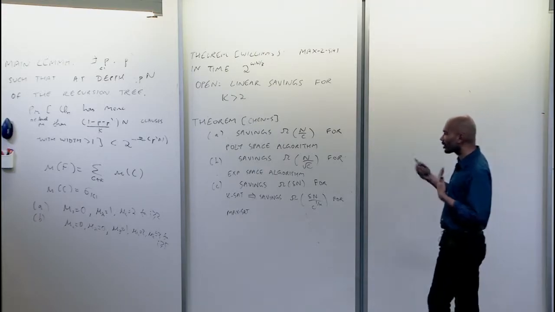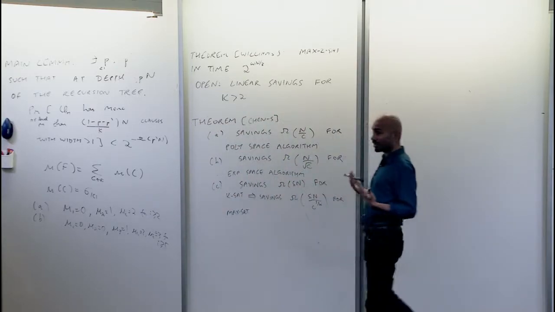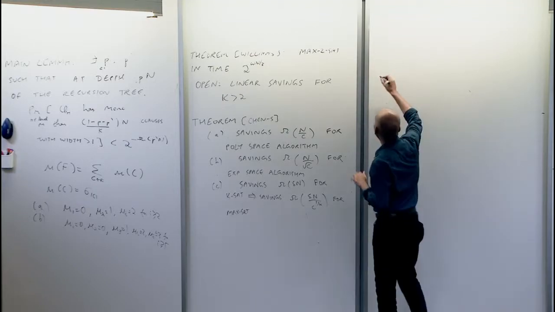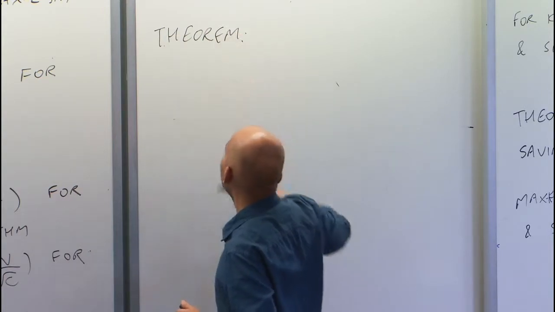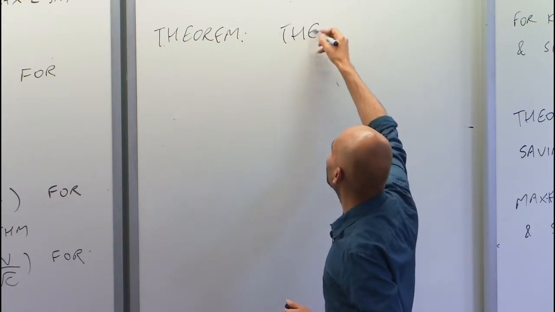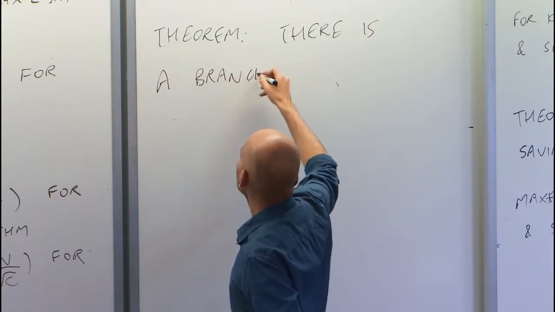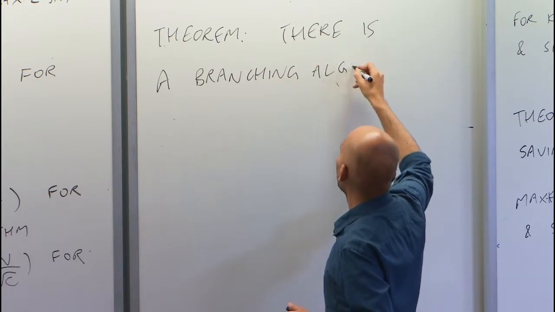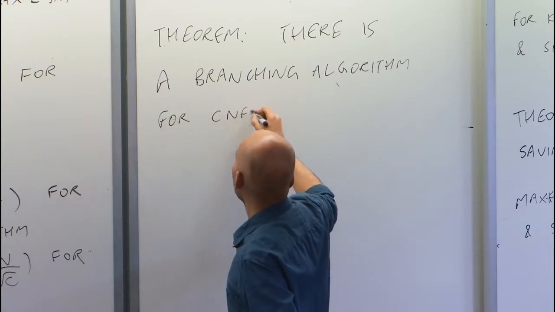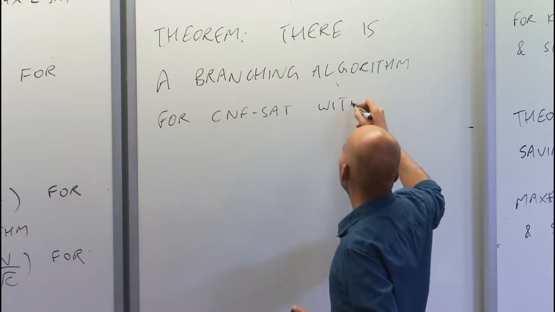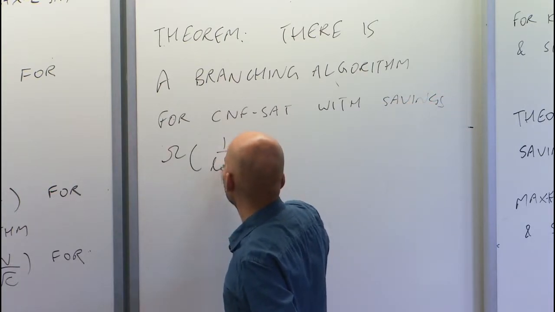Yeah, maybe I'll just mention one more thing, that this measure-based approach actually gives us something interesting for CNF sat as well. So this is not in the paper, but it can easily be shown using the techniques in the paper. There's a branching algorithm for CNF sat with savings omega 1 over log C.